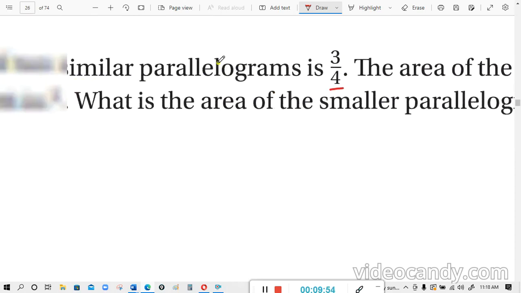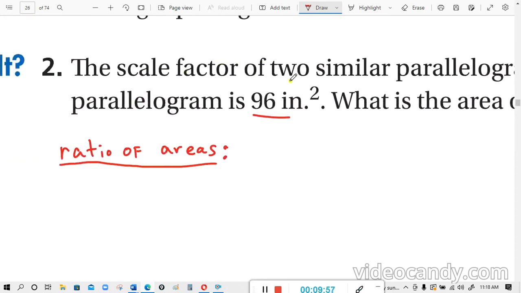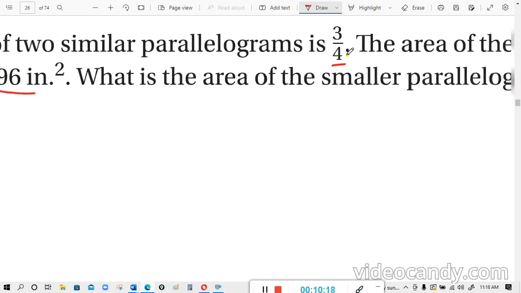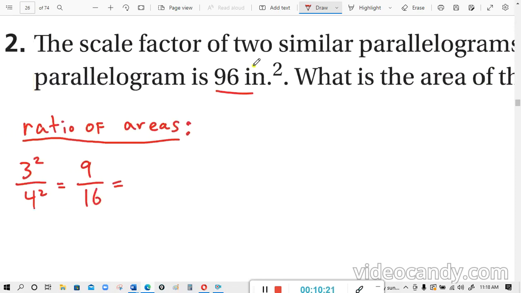So 3/4 is the scale factor. We're just going to square that. So the ratio of the areas is going to be 3 squared over 4 squared, so that's just 9 over 16. Then we're going to set that equal to the actual areas. It says that the area of the larger parallelogram is 96. Clearly we put the larger one on the bottom, so the 96 is also going to go on the bottom. And the one we don't know, we're going to call x.